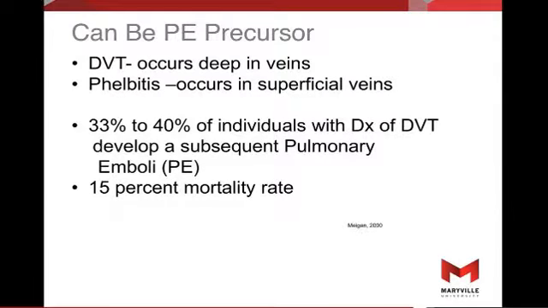It can be a precursor to PE development. We know that the clot can move, and with that get into the lung and cause a PE. 33 to 40% of individuals diagnosed with DVT develop a PE, and there is a 15% mortality rate with PEs.